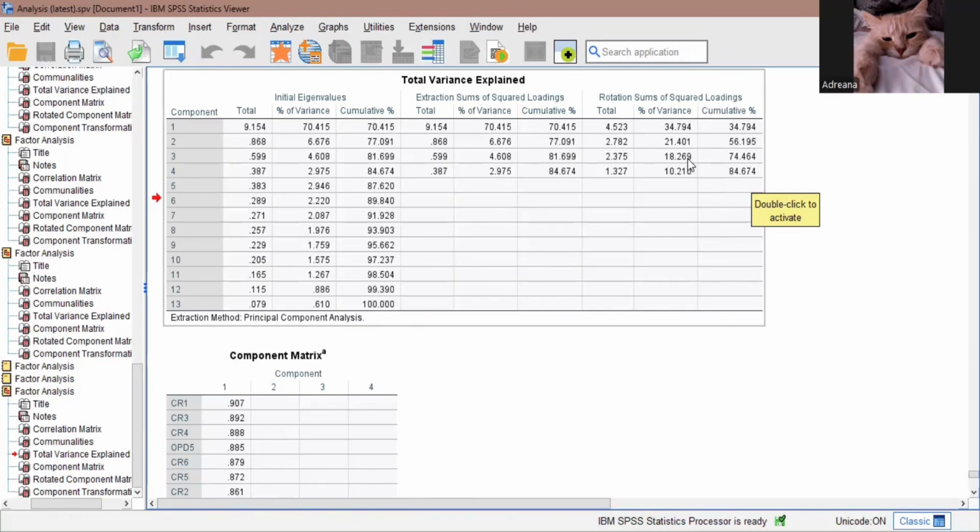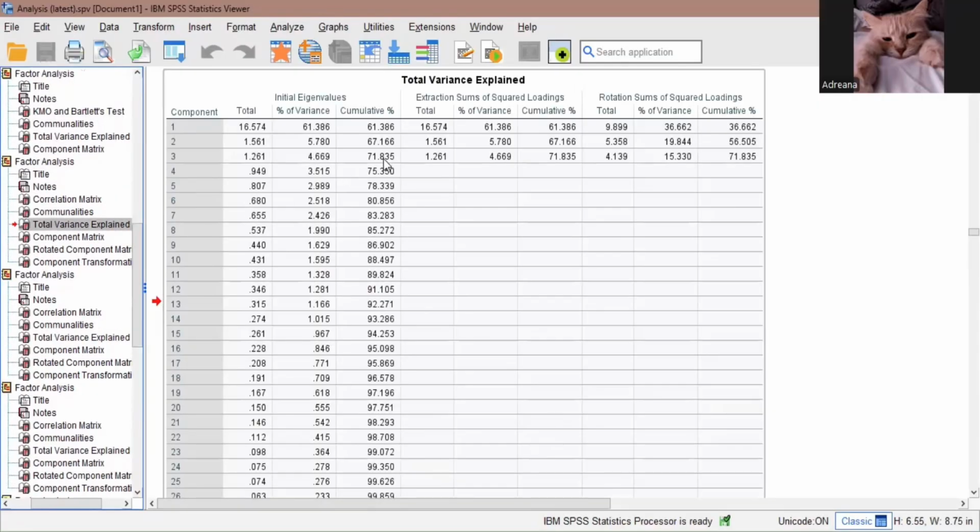Now component 1 explains 34.79%, component 2 has 21.40%, component 3 explains 18.27%, and the last component, component 4, explains 10.21% of the variance. Altogether, these four components account for 84.67% of the total variance, which is pretty high. In simple terms, it means that just by looking at these four components, we can already understand most of the important patterns in our original data without having to rely on all 13 original variables. So this result is a good sign because it confirms that the data that we use has a clear structure and that it can be summarized efficiently using factor analysis.